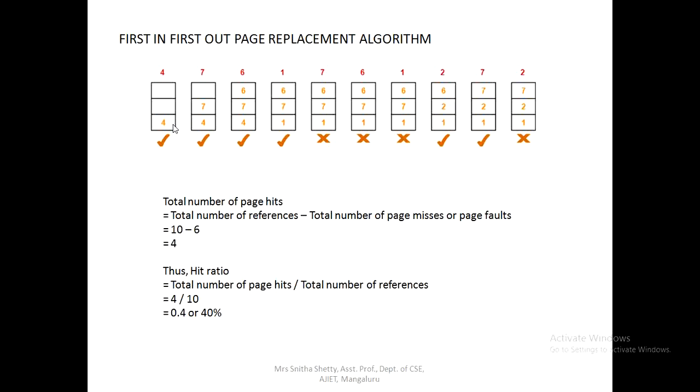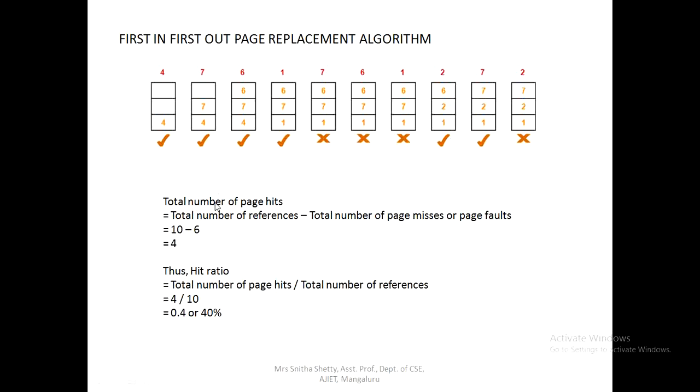Here you can see the cross mark indicates a page fault. This cross mark indicates it is a page fault. So 1, 2, 3, 4, 5, 6, there are 6 page faults. And how many page hits? 1, 2, 3, 4. Out of 10, if 6 is page fault, then 10 minus 6, 4 is a page hit.